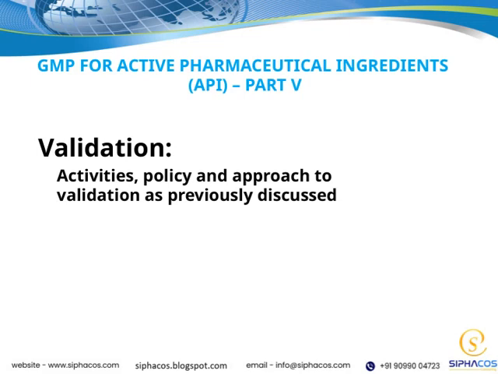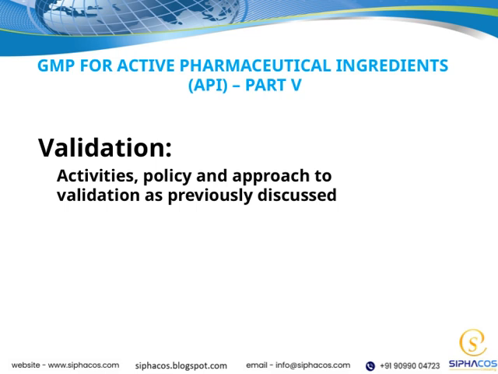As we discussed earlier, this involves a series of activities, policies, and approaches to ensure that processes are consistently reliable and effective. Validation is a critical component because it helps us confirm that our methods and systems meet predetermined quality standards. It's not just a one-time event, but an ongoing process that supports quality assurance throughout production.